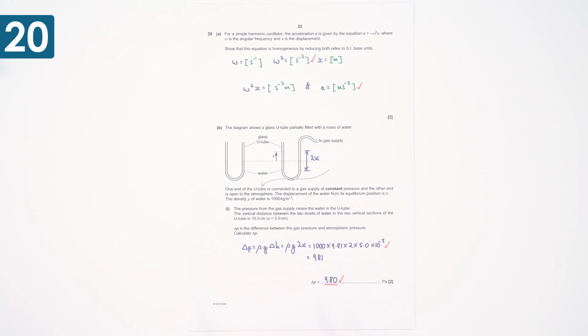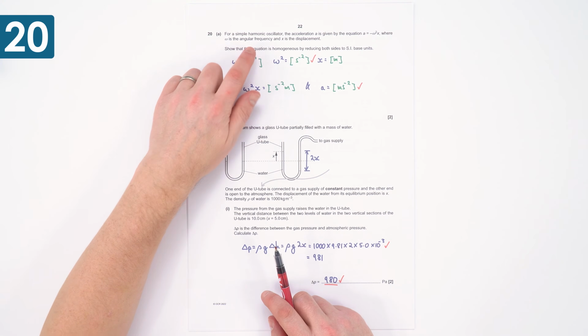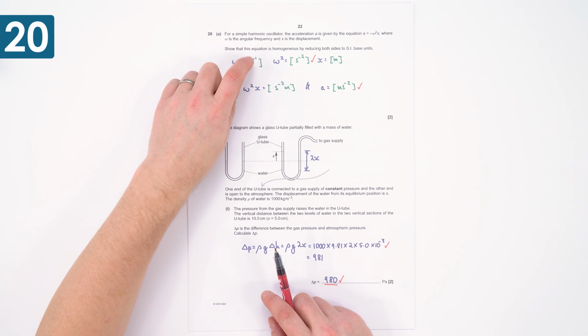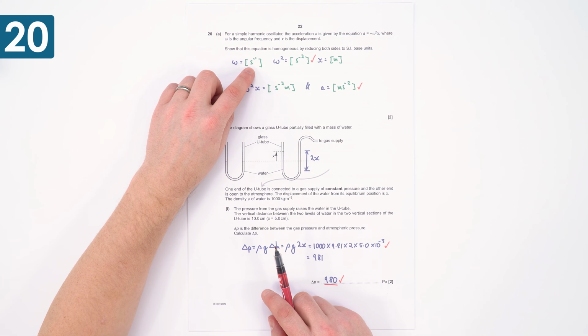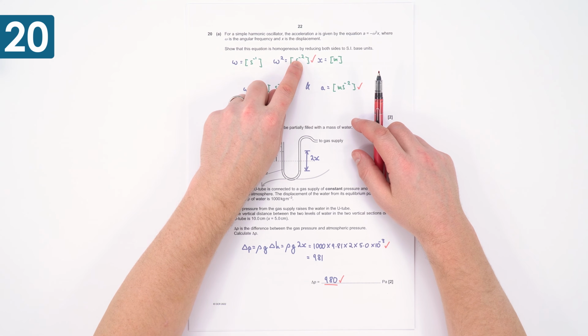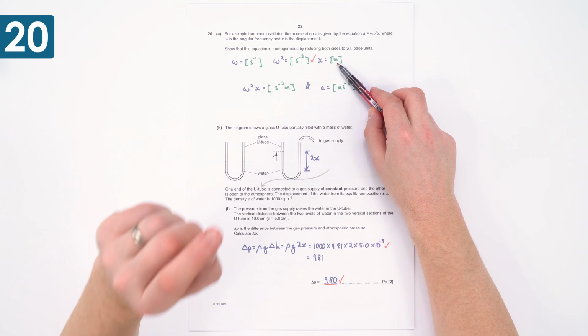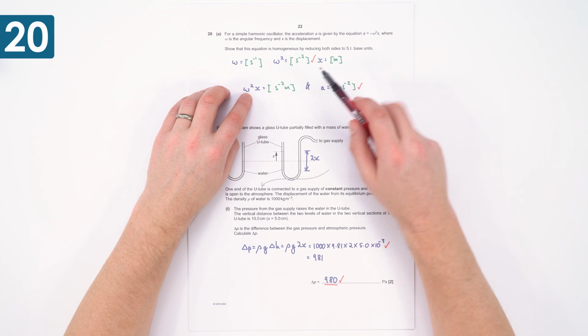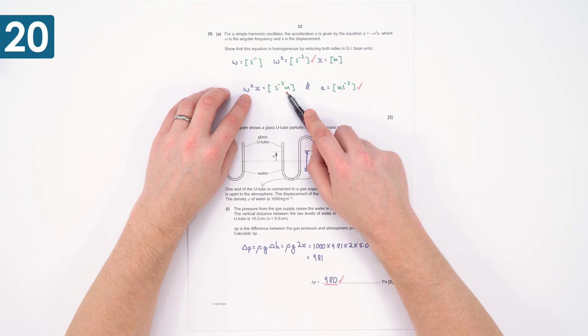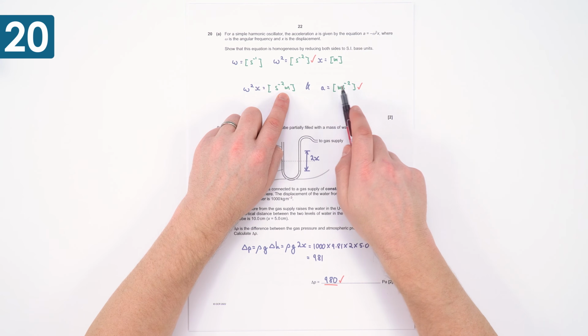For number 20, we know that the angular frequency, because that's radians per second, will have the unit, the SI base unit of seconds to the -1. So omega squared is seconds to the -2. And of course, the displacement x is going to be in meters. So omega squared x is going to be seconds to the -2 times meters. And acceleration is meters seconds to the -2. So this and this are the same.